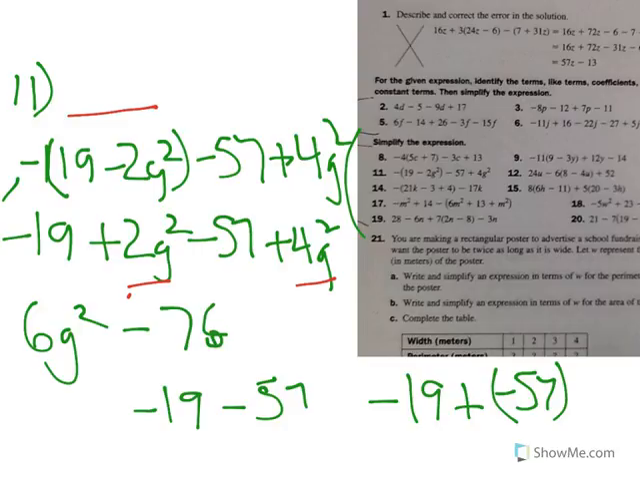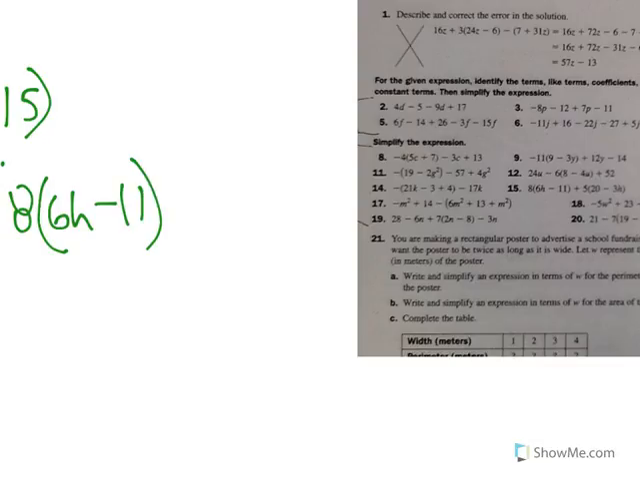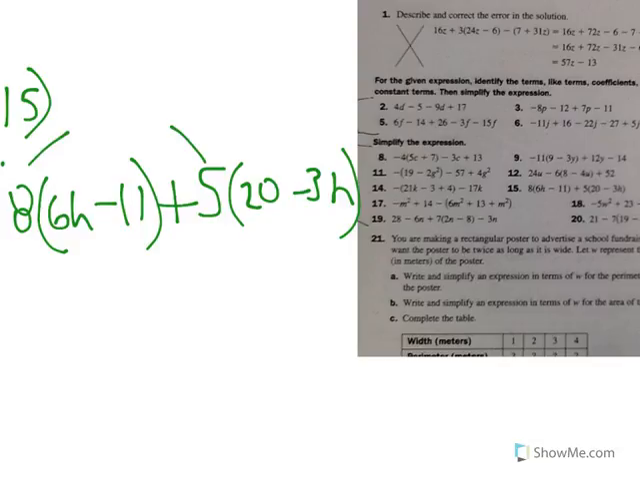That's problem 11. So now let's do a different type of problem. Problem 15. Now for problem 15, it's going to be 8 times 6h minus 11 plus 5 times 20 minus 3h. So now we have to get rid of those parentheses, and the way we do that is by distributing this 5 and this 8.